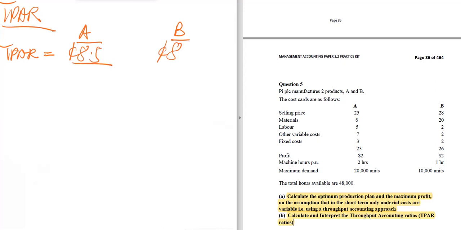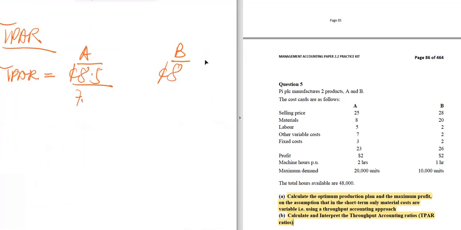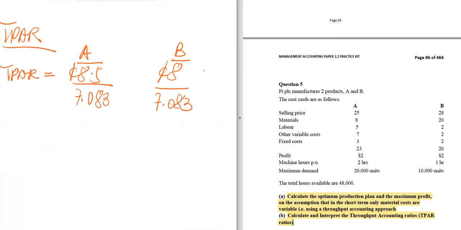So we have this being 8.5, and this being 8. We divide this by 7.083. Okay, so we get the throughput accounting ratio for each product.